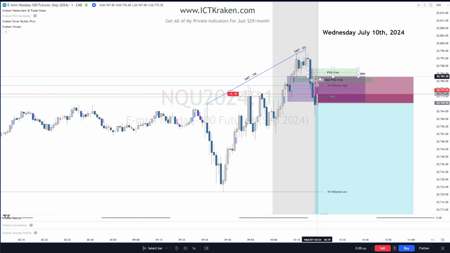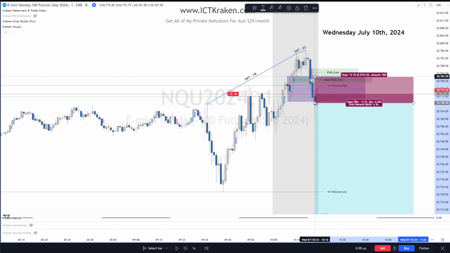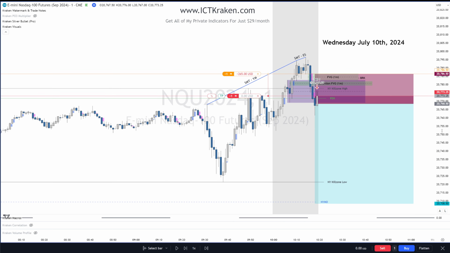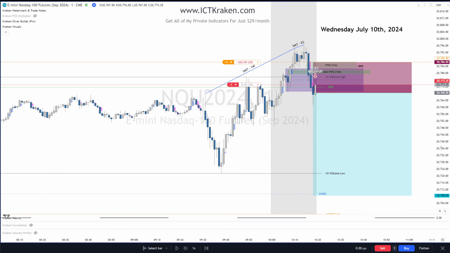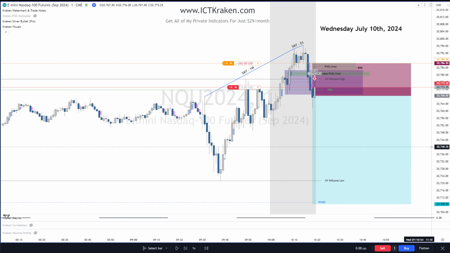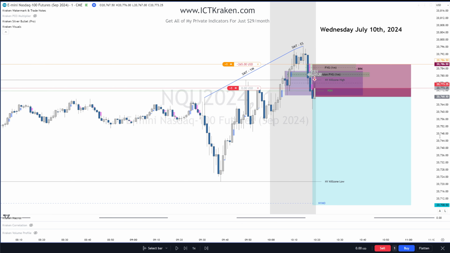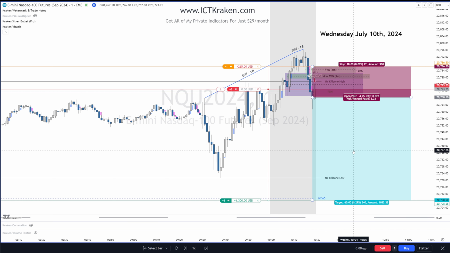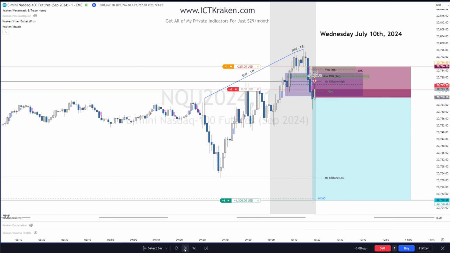Now, you can go 13. I'm going to go right up here to 18, which covers all of these. So go right here. And then I'm using my TP targets. Let's go like this. TP target right down here. New York Midnight Open, basically, is what I'm aiming for. It's a 60-point move. All right, let's see how it reacts.